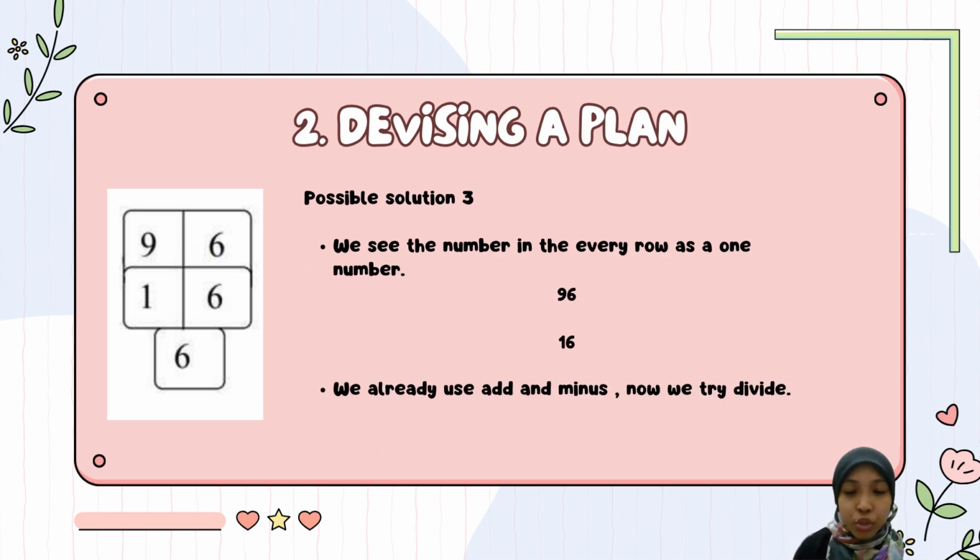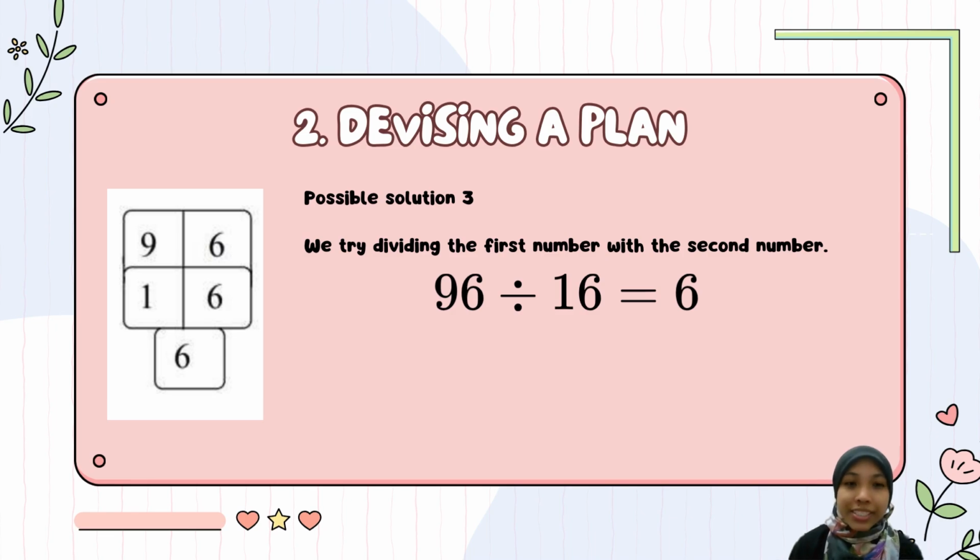Now we move to possible solution number 3. We have already used plus and we also have used minus. So let's try with multiply or also divide. We see the number in every row as one number, 96 and also 16. We already used add and minus. Now we try dividing, because if you multiply it, it won't get a smaller number. So we try dividing the first number by the second number, 96 divided by 16, and then we get 6. As we can see, 6 is also the number at the bottom of the box. So this strategy might be correct, but we need to test our hypothesis.